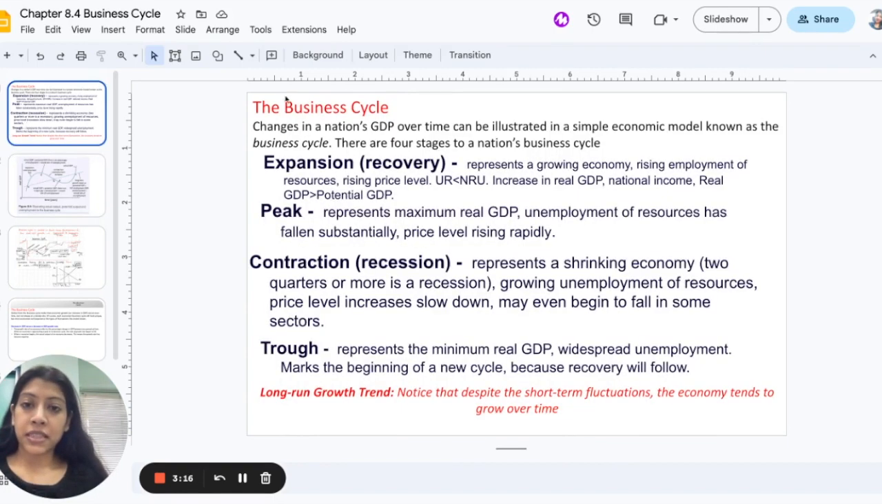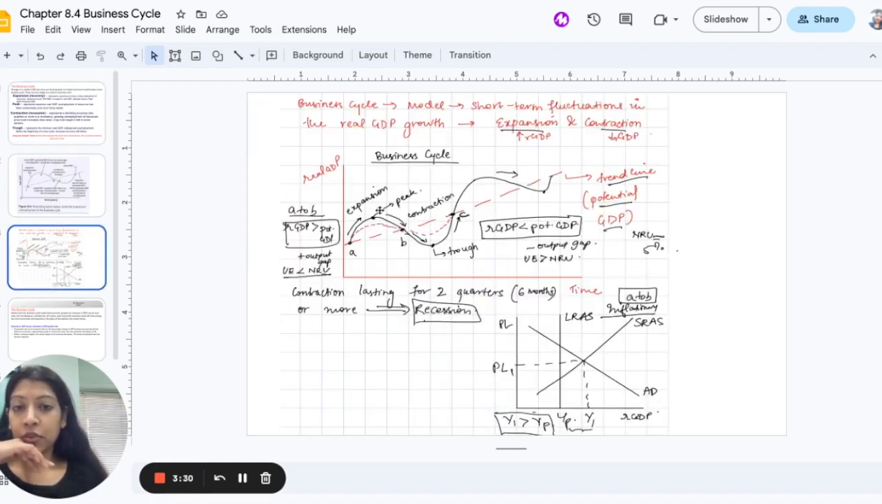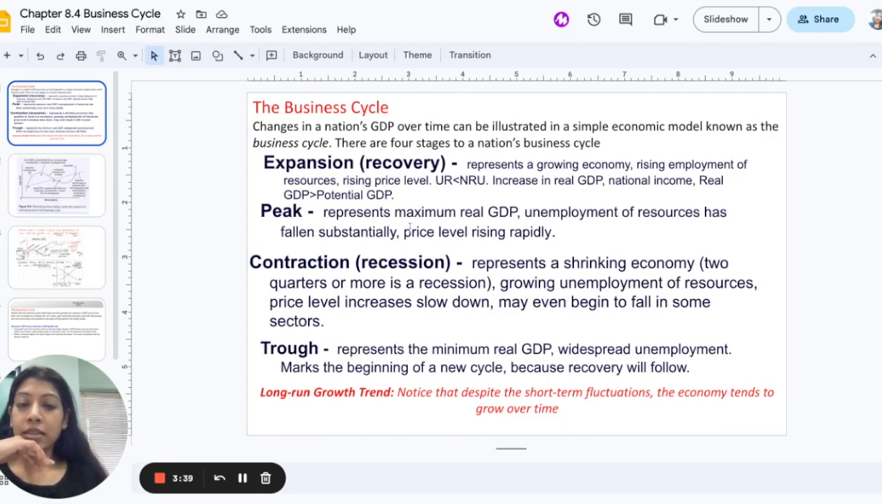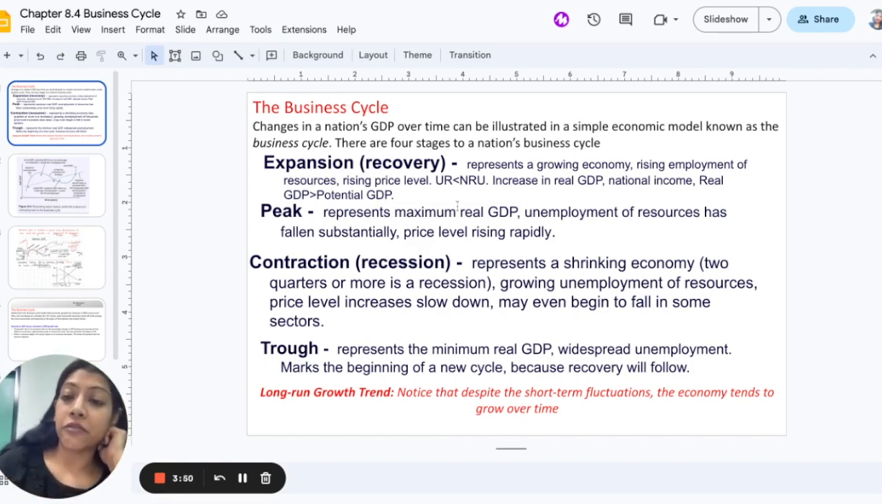The second stage of the business cycle is when the economy reaches its peak, which is the maximum point of your expansion wave. So to see a peak, we can pull up my diagram and you can see the peak right up there. Okay, so that's given over here. The peak is the place where you can see maximum real GDP. The unemployment of resources has fallen substantially, which means that mostly all the resources are now fully employed. In fact, the maximum employment of resources has been reached and the price level is rising rapidly.